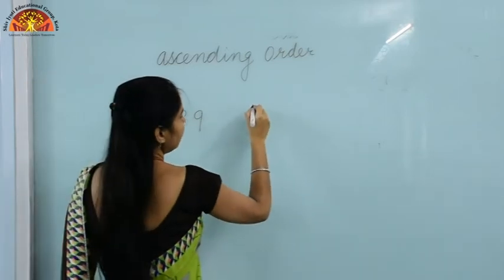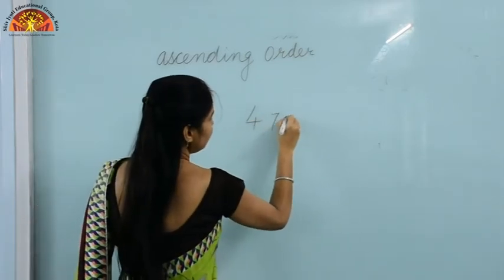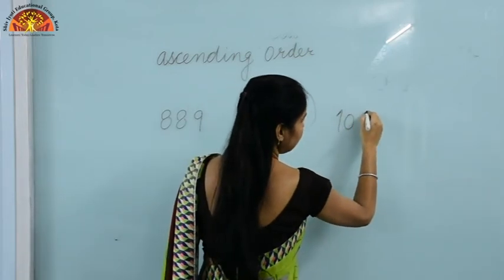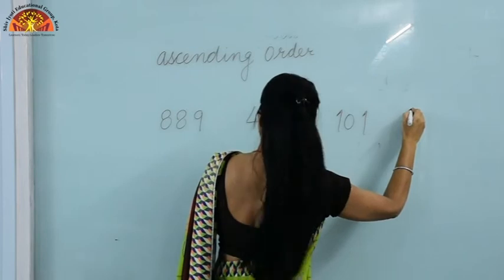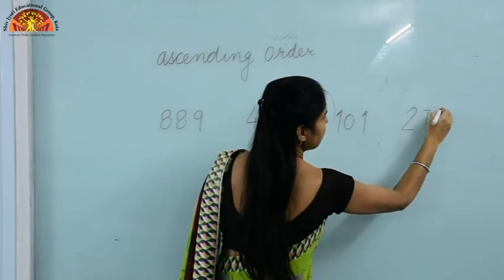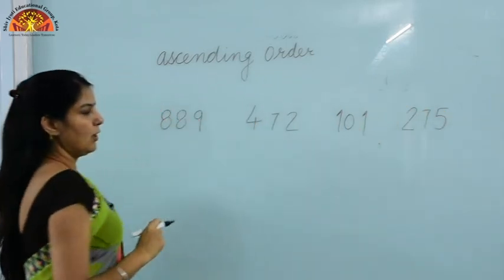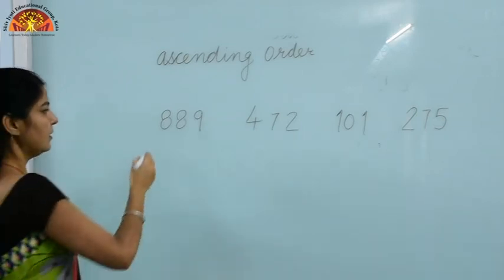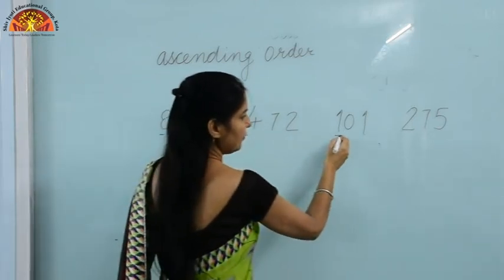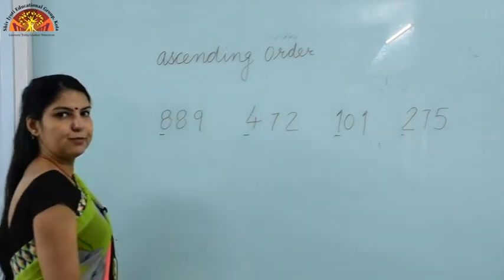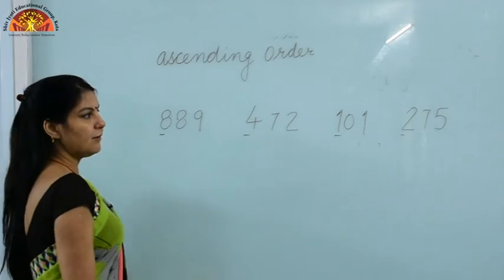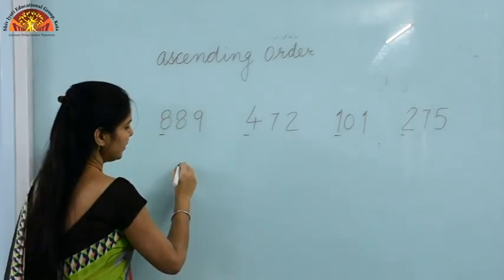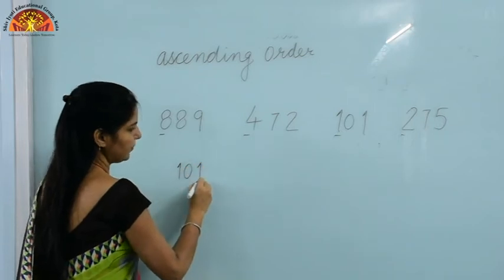889, 472. Now I am taking 4 numbers, 101 and 275. Now again we have to compare the digits which are at hundreds place. Here 8, here 4, here 1 and here 2. So you know the number which is having 1 at hundreds place, this will be smaller. So first of all we will write 101.